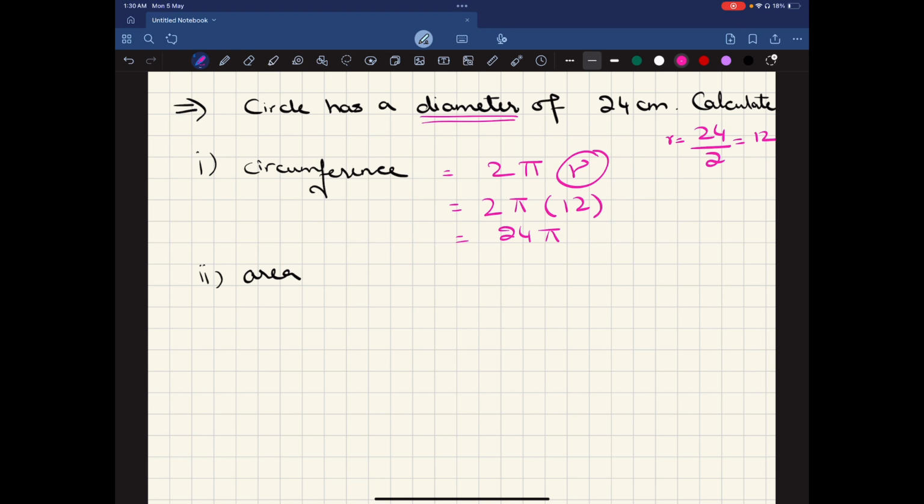Now to calculate the area, the formula for calculating the area is pi r squared. Pi, where the value of r is 12 squared, so it's going to be 144 pi centimeters squared. This is going to be centimeters, and this is going to be centimeters squared. So pi r squared is 144 pi, or you can calculate the exact value from the calculator.